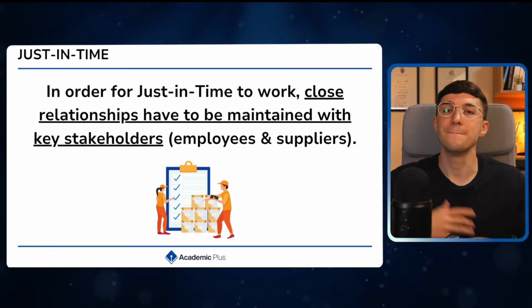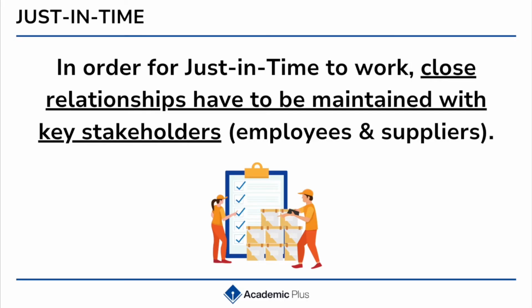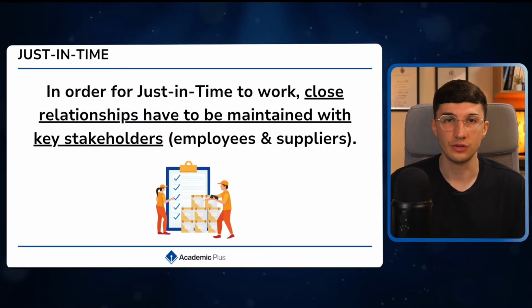Now, just in time may seem like a really good strategy. However, in order for it to work, you need to have good relationships with the key stakeholders. Firstly, you need good employees, because they have to be on top of their game. They must ensure that the production process is working more or less perfectly, because you can't afford any delays in meeting demand. Also, your suppliers have to be reliable in order to deliver the raw materials exactly as you need them. So there's a lot of pressure on these two stakeholders.